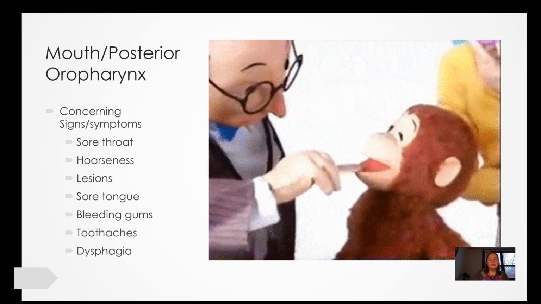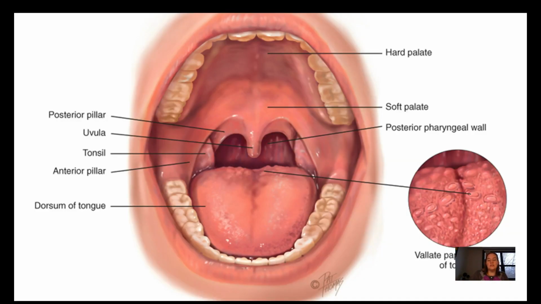We look for any lesions or sores going on inside of their mouth. If they have a sore tongue, bleeding gums are definitely a concern for gingivitis. Any toothaches that they have, okay? Are their teeth in good repair? Are they showing a lot of dentition issues, or are they intact? And then dysphagia, difficulty swallowing, okay?